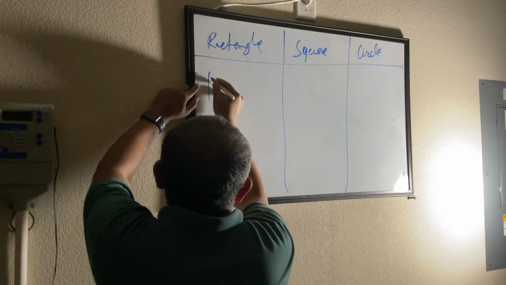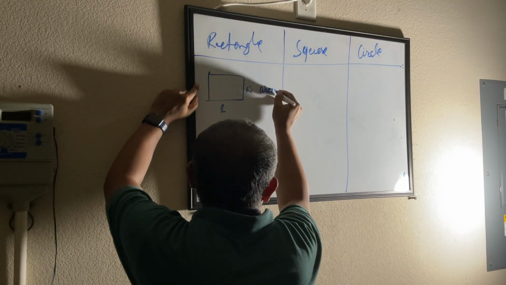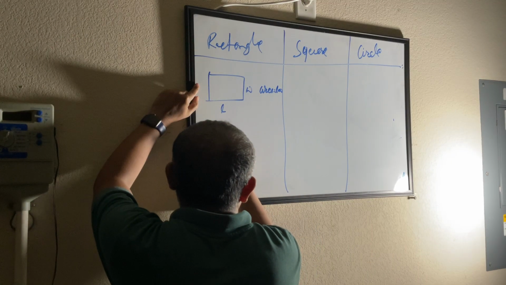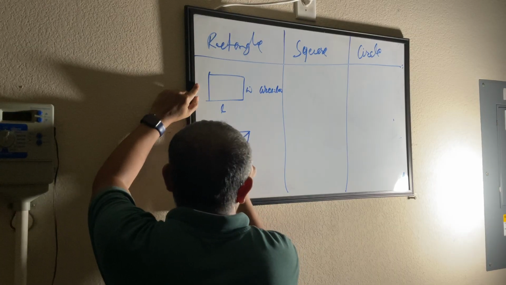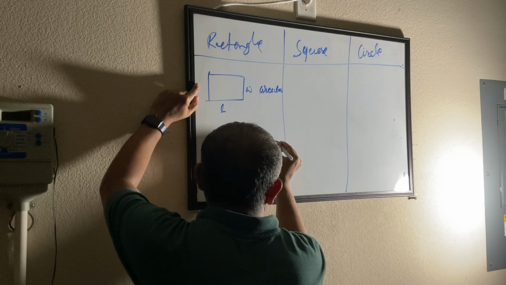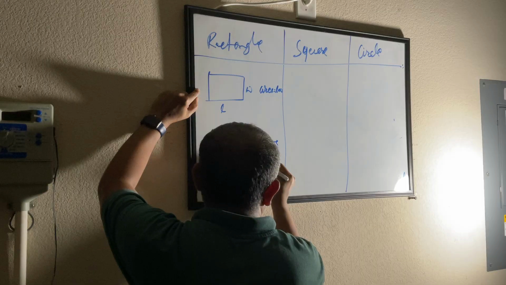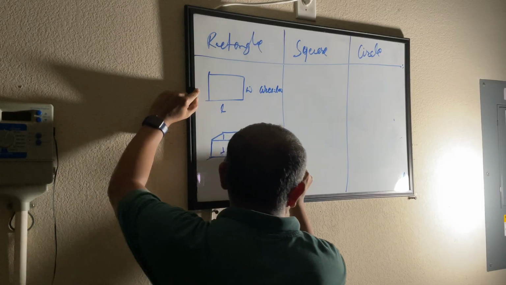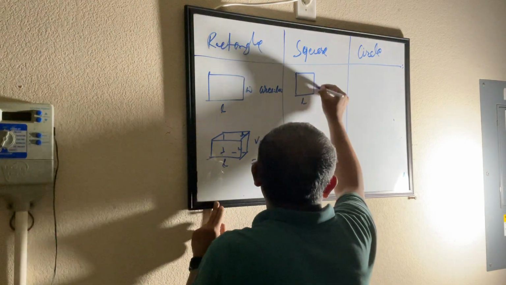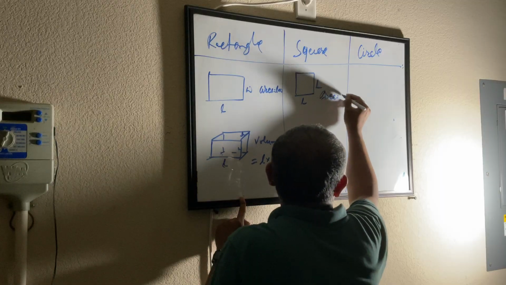When I have a rectangle, what is the area? Area is length into width. When I add height to it, volume became length into width into height. Now look at the square bucket. The square is like this, where you have length and length. Length and width both are same. So your area was length into length.